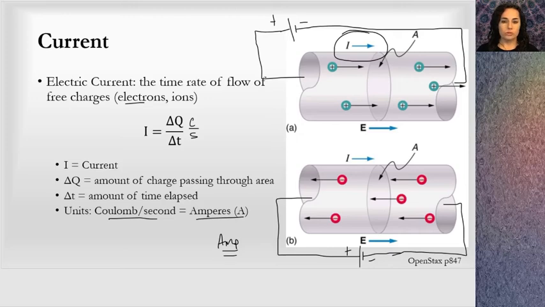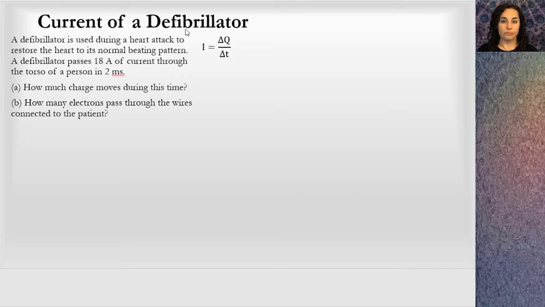So I wanted to do just a quick example of how to calculate current. I picked the defibrillator problem again. A defibrillator is used during a heart attack to restore the heart to its normal beating pattern. A defibrillator passes 18 amps of current through the torso of a person in 2 milliseconds. So I see a current, 18 amps, and a period of time, 2 milliseconds, which is 10 to the negative third seconds. Okay.